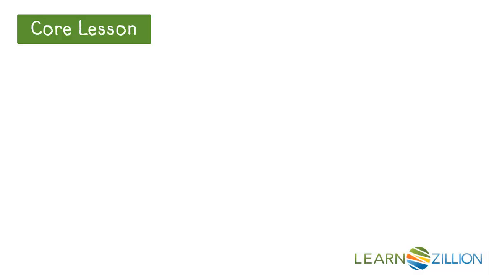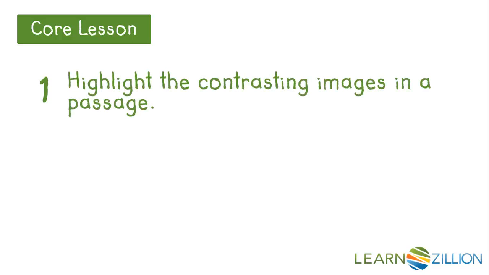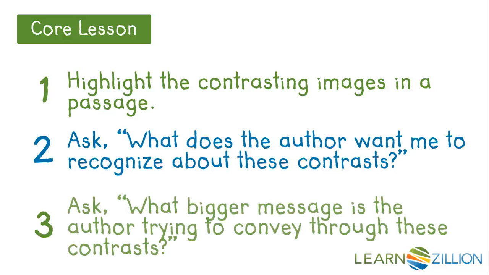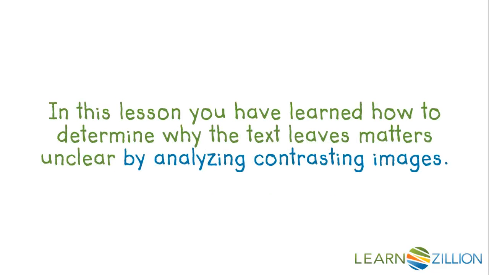So when we are trying to determine why the text leaves matters unclear by analyzing contrasting images, there are 3 steps we should follow. First, highlight the contrasting images in the passage. Second, ask, what does the author want me to recognize about these contrasts? And third, ask, what bigger message is the author trying to convey through these contrasts? In this lesson, you have learned how to determine why the text leaves matters unclear by analyzing contrasting images.